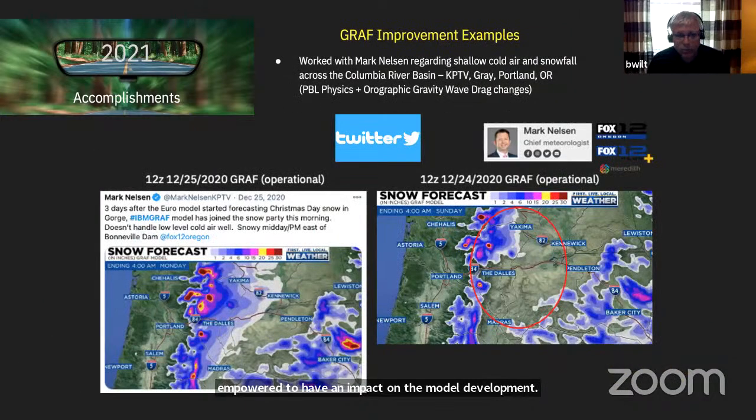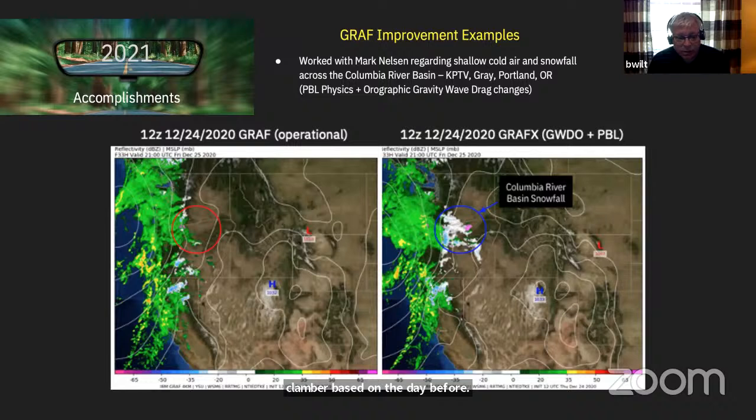Just one quick example, I worked with Mark Nelson regarding shallow cold air issues and snowfall across the Columbia River Basin at times. This is an example on the left-hand side showing a Graph forecast the day of that had snow across the Columbia River Basin. The day before, Graph had nothing across that area. And then on the right here is after some of the developments related to PBL physics and orographic wave drag, we were able to build that snow in. And with a number of lab cases that we ran, we were able to implement that operationally.